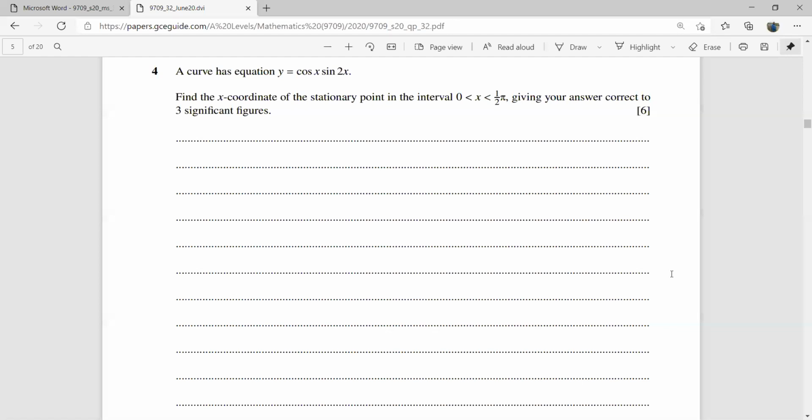Okay, fourth question. A curve has the equation y is equal to cos x sine 2x. Find the x coordinate of the stationary point in the interval this, giving your answer correct to three significant figures. Okay, guys. So we need to differentiate this first of all. Okay, I'm going to draw a line here so that my space is double.